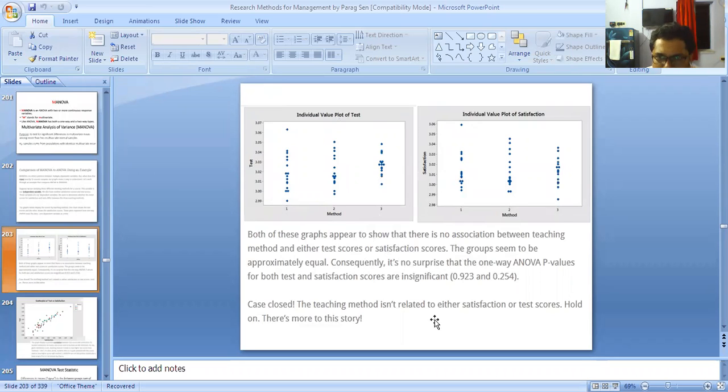Okay. So the same thing will also happen for the teaching method and satisfaction. Teaching methods do not affect the satisfaction, and teaching method affects the satisfaction. You cannot reject the null hypothesis. You can have a look at your p-values. But the teaching method isn't related to either satisfaction or test scores. But hold on, there is more to this story. Something is hidden that we can see from the next slide.